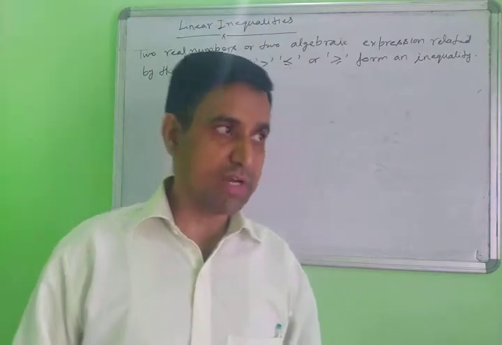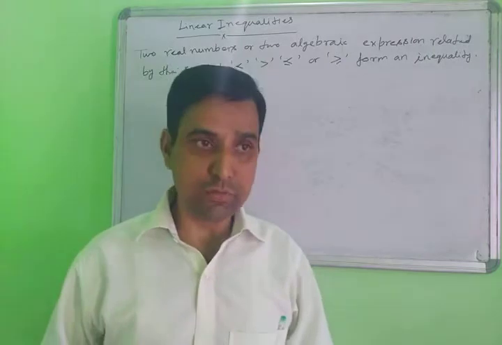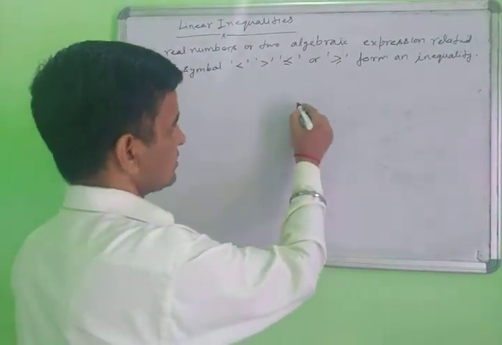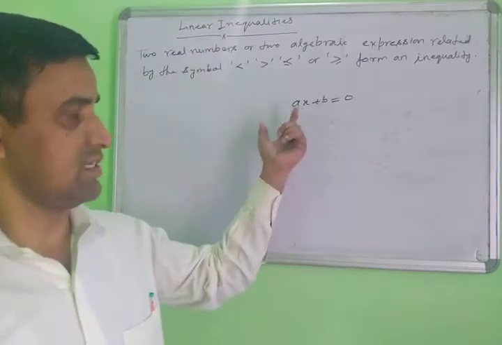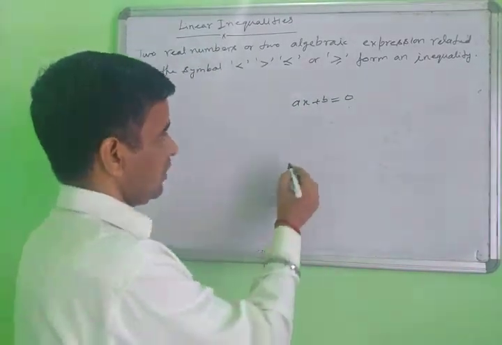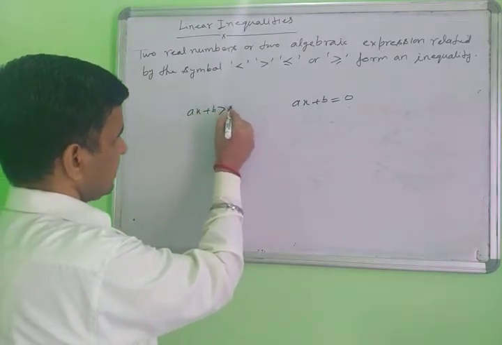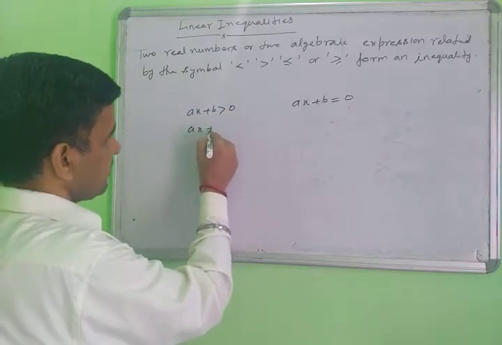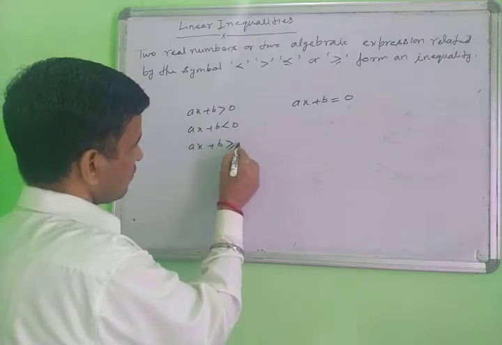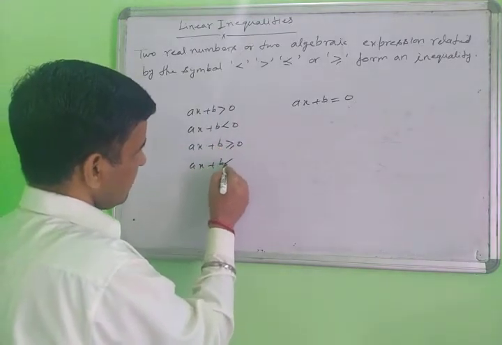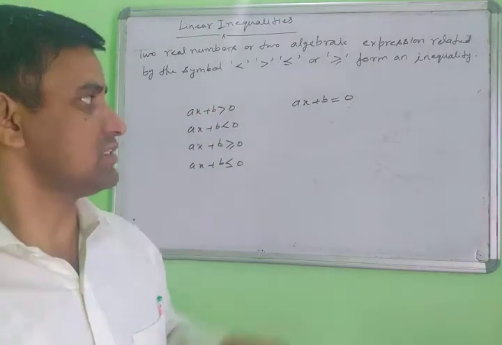Yes, students. Next point: what are the rules of inequalities? First we discuss the rules for linear equations. Here ax plus b equal 0 is the linear equation, and these are your linear inequalities: ax plus b greater than or equal to 0, ax plus b less than or equal to 0. There are 4 inequalities here.